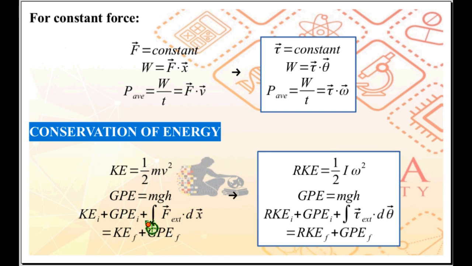And conservation of energy tells us that initial energy is equal to final energy. So initial mechanical energy is equal to final mechanical energy. KE initial plus GPE initial plus work done by external forces is equal to kinetic energy final plus GPE final. For angular motion, instead of linear kinetic energy, we have rotational kinetic energy: 1/2, replace m by I, and replace v by omega. Again, their angular motion counterparts.